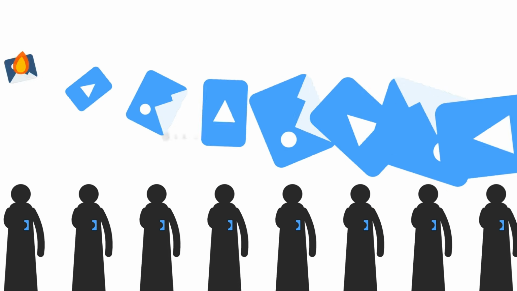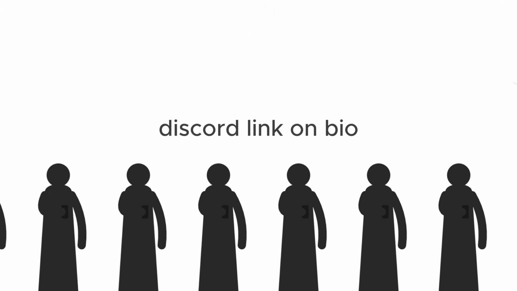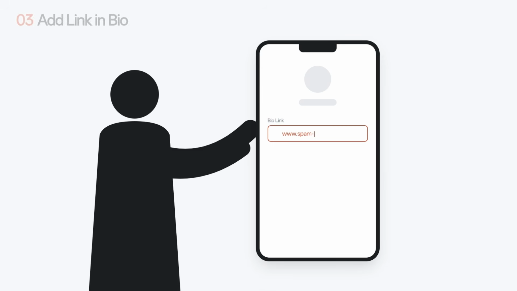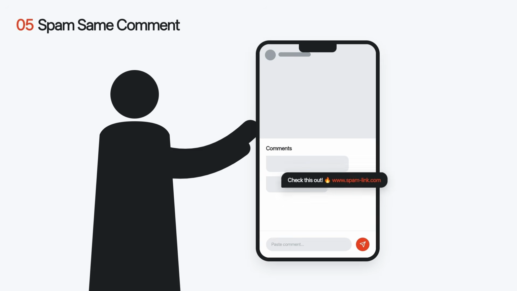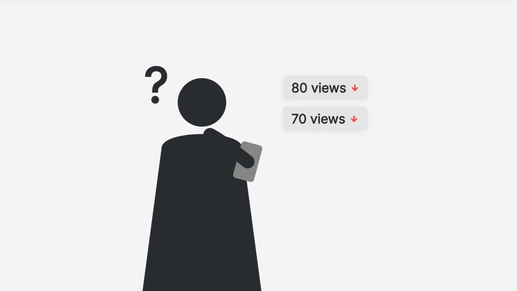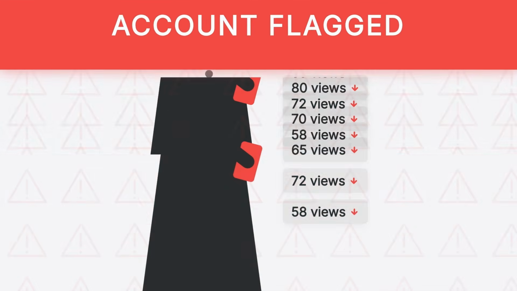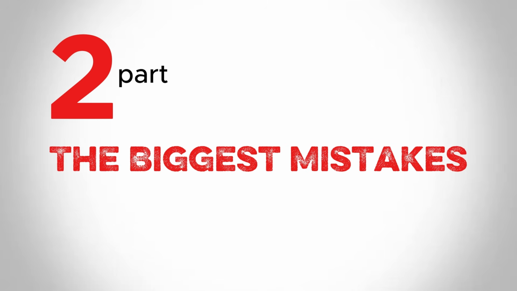Most creators accidentally destroy their own account before posting their first real video. Here's what usually happens. Someone creates an account, uploads 5 videos in the first hour, adds an affiliate link, follows 300 people, comments the exact same message everywhere, then wonders why every video gets 80 views. To the platform, that behavior looks exactly like a bot, not a creator. Now the second part, the biggest mistakes. Let's go through the biggest mistakes.